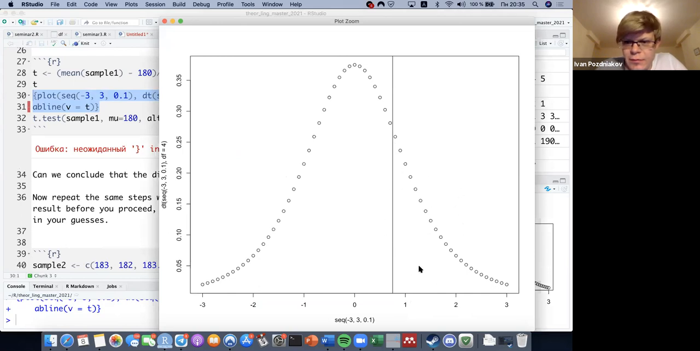So basically what we do here is we calculate the density, this area after this t value that is 0.7 something. And yeah, the whole area is one, and the part of this whole area that is divided by this line is actually our p-value.